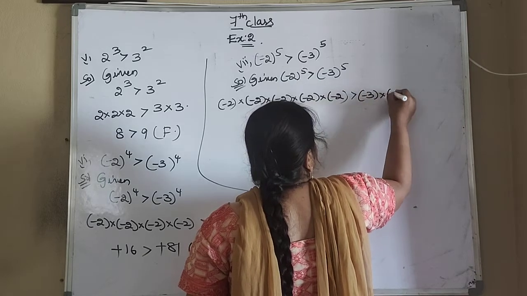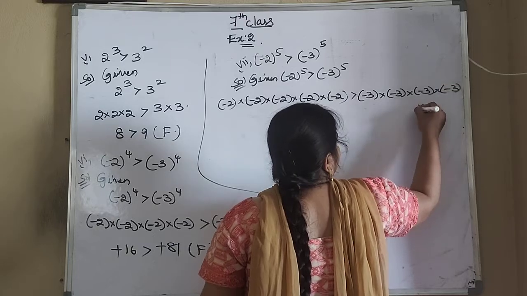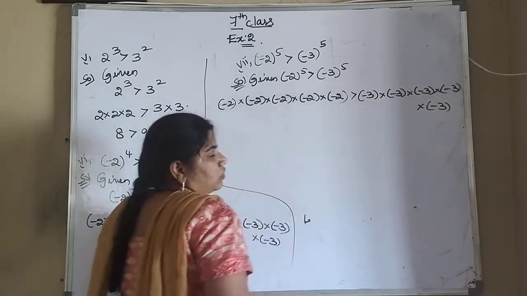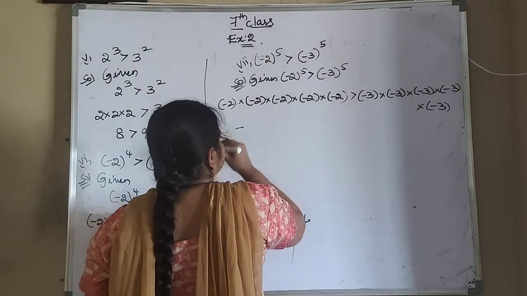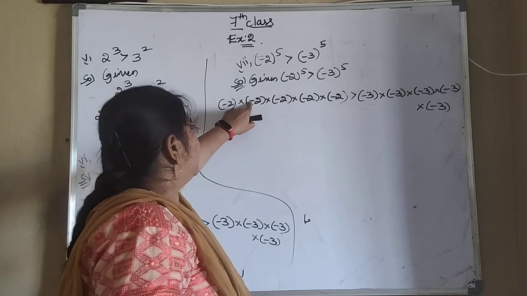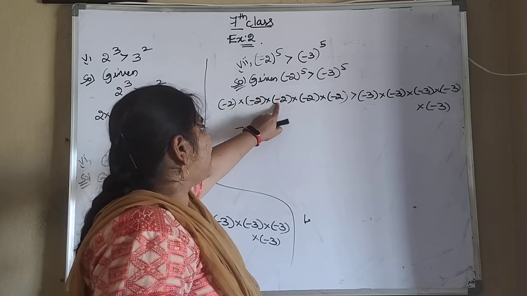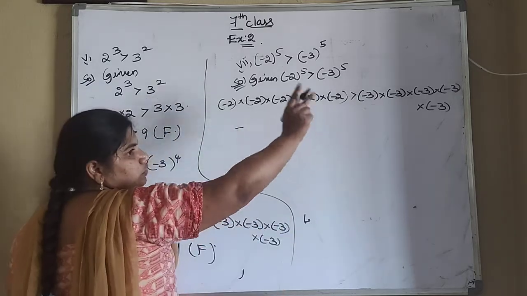Minus 3 into minus 3 into minus 3 into minus 3 into minus 3. So you are seeing minus 5 times: 1, 2, 3, 4, 5. So it is minus you will get. Minus into minus is plus. Plus into minus is minus. Minus into minus is plus. Plus into minus is minus. Now multiply these 2 5 times.